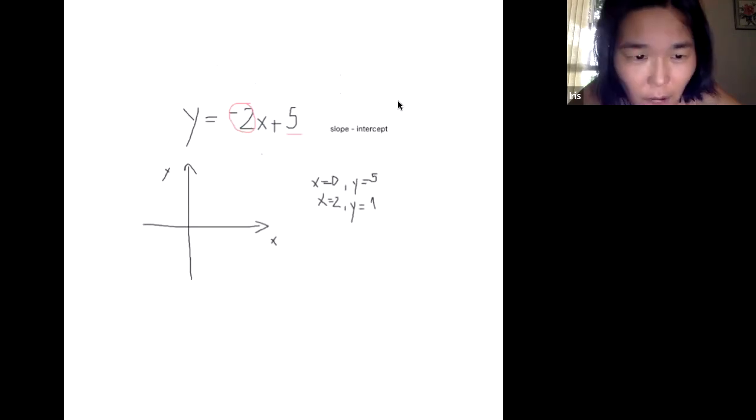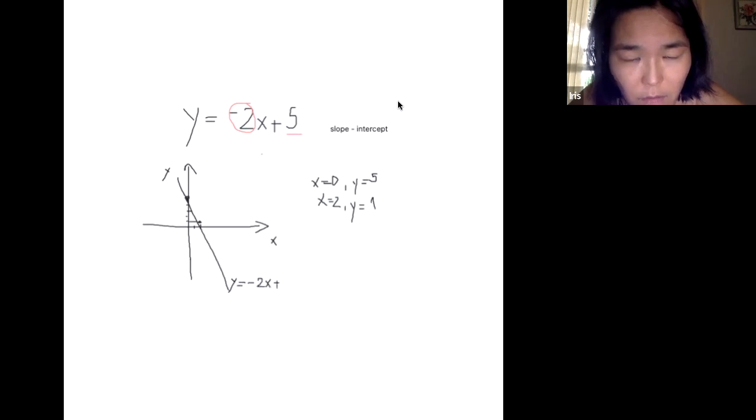So I have 0 and 5. 1, 2, 3, 4, 5. It passes through this point here and it goes through 1 and 2. So this is my line. This is the line y equals -2x plus 5.